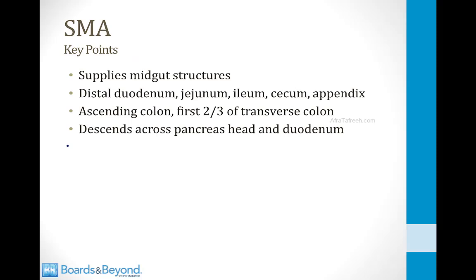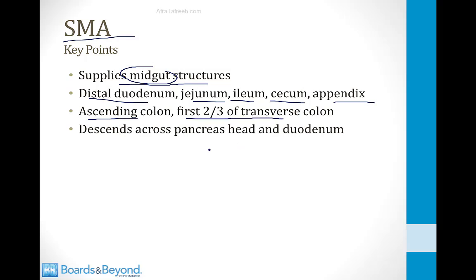The next major branch of the abdominal aorta is the superior mesenteric artery, or SMA. This supplies all the embryologic midgut structures. As I showed you before, the celiac trunk supplies the foregut, and we'll see in a minute that the inferior mesenteric artery supplies the hindgut structures, but the SMA supplies the midgut structures. Those include the distal duodenum, the jejunum and ileum, the cecum, and the appendix. Also supplied by the SMA are the ascending colon and the first two-thirds of the transverse colon.